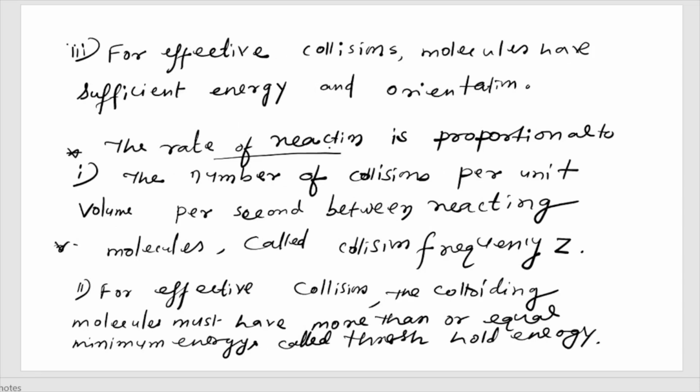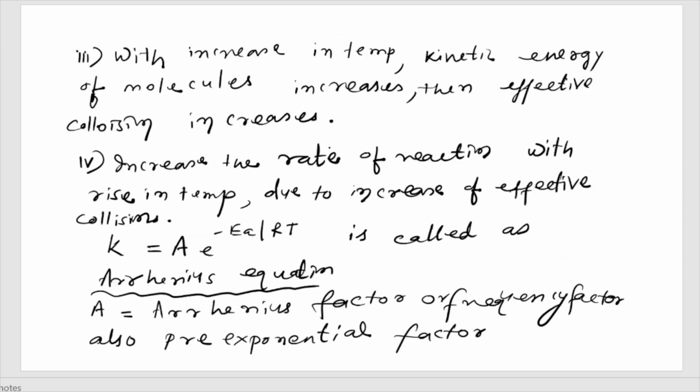For effective collision, the colliding molecules must have energy greater than or equal to the minimum energy required, and that is called threshold energy. With an increase in temperature, we know the kinetic energy of molecules increases. Then effective collision also increases.